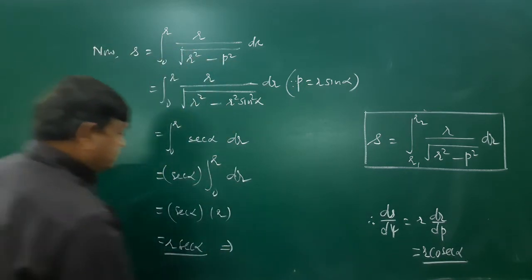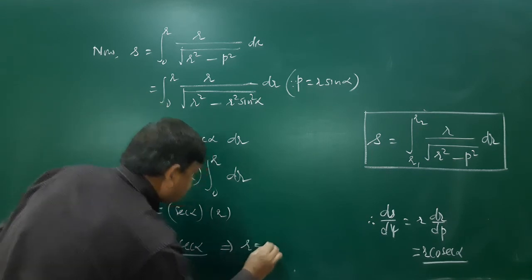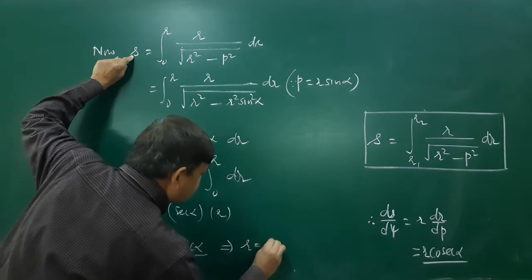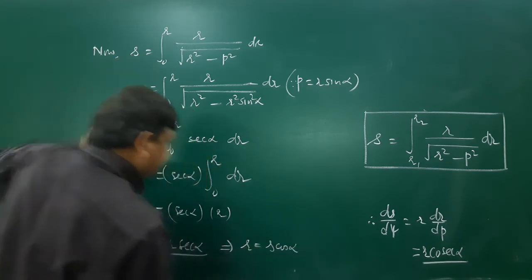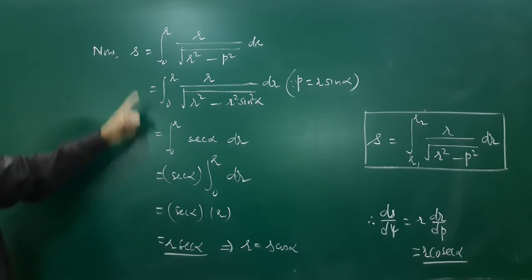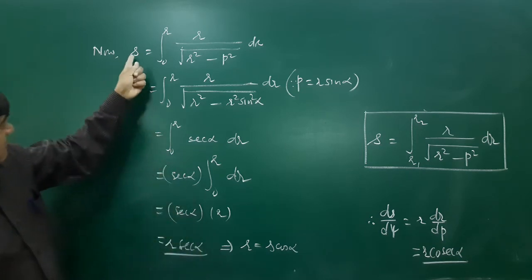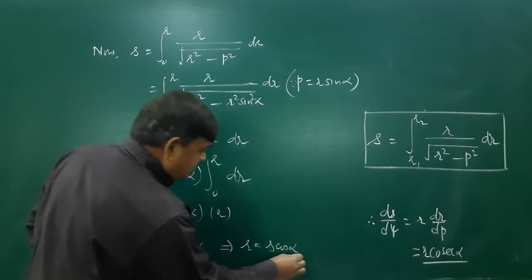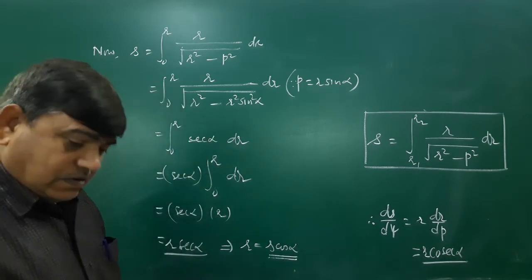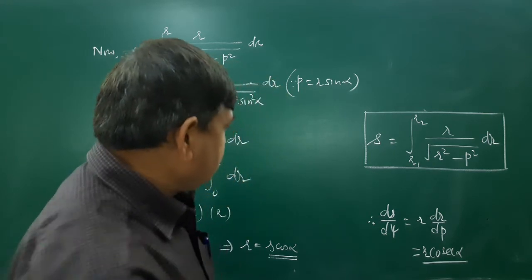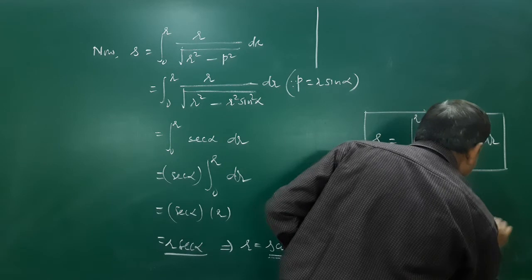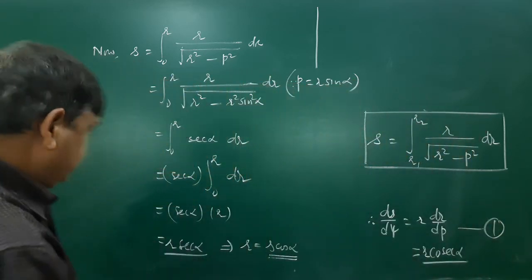This implies r equals s cos alpha. Since r sec alpha equals s, r is s upon sec alpha, so it is this. This is equation number 1. So from equation number 1.